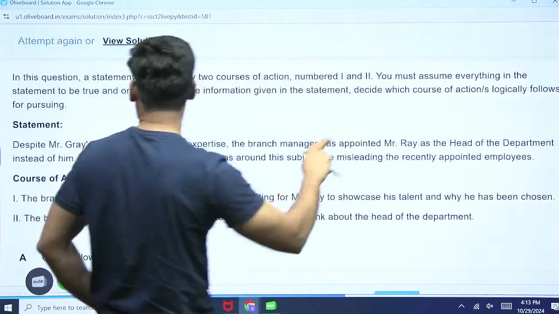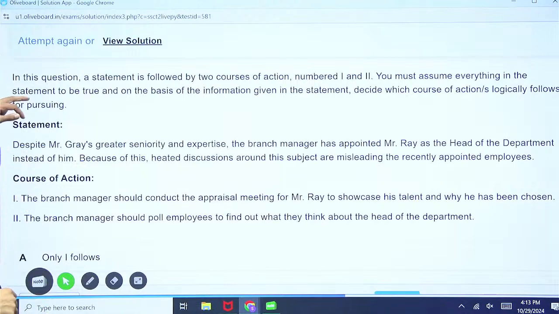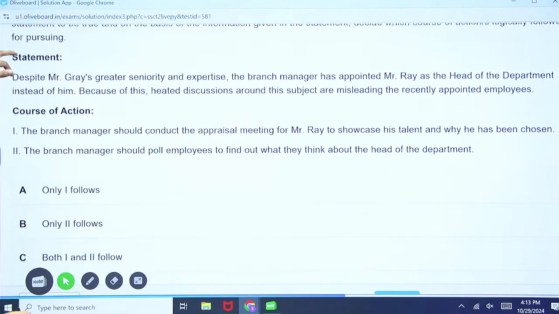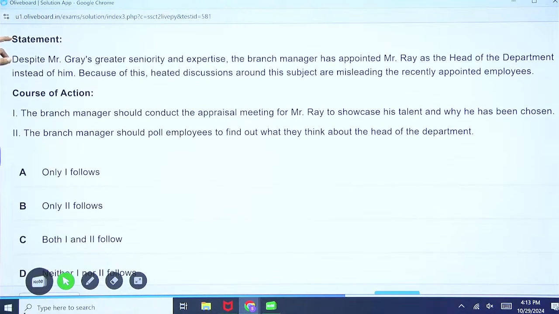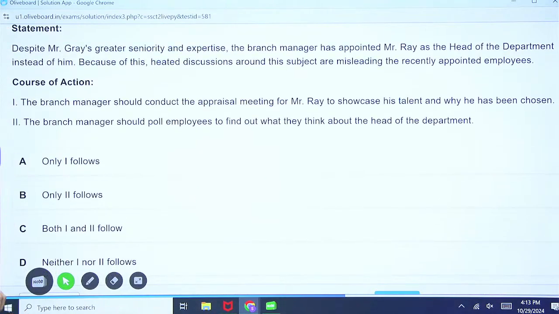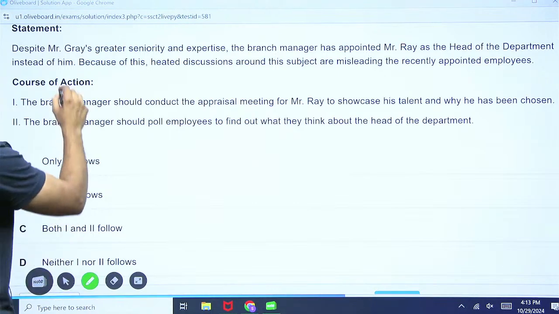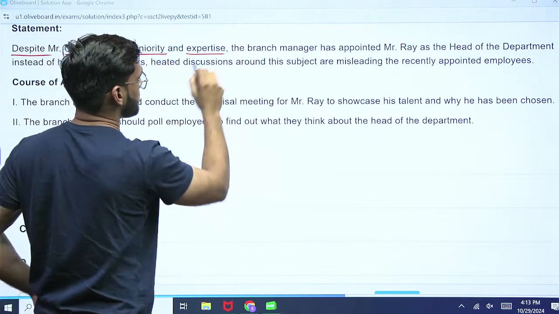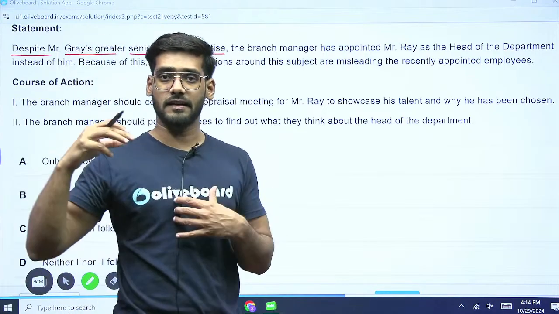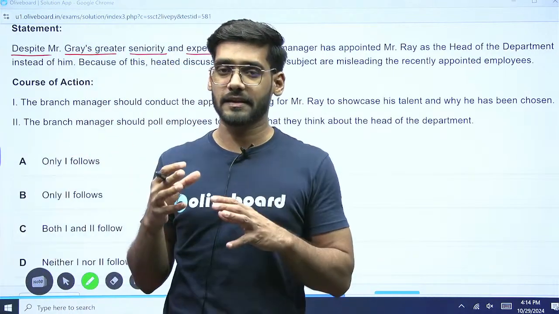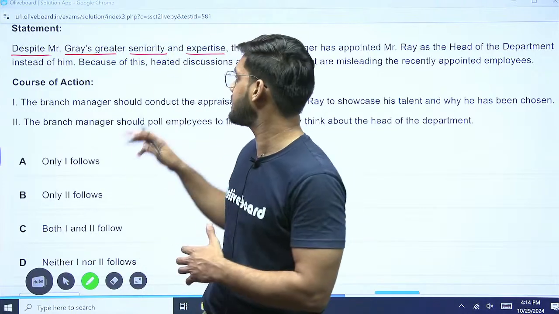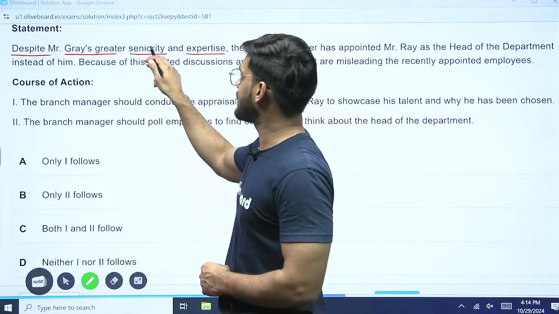Fourth question on your screen from the statement and course of action. The statement given is: despite Mr. Gray's greater seniority and expertise. Mr. Gray is the more experienced and the senior one, and he is having more experience.